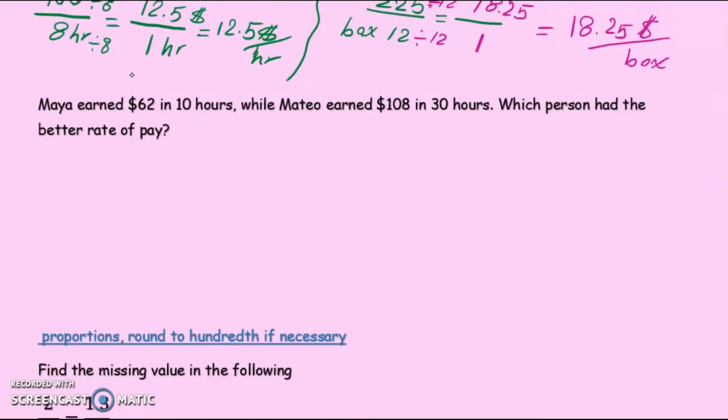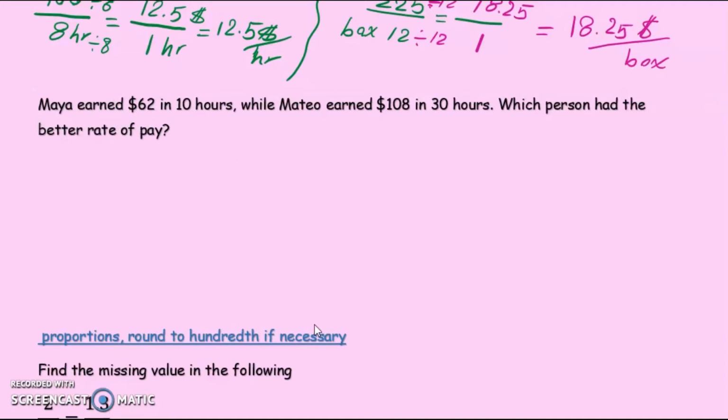Maya earned $62 in 10 hours, while Matthew earned $108.30. Which person had the better rate of pay? We are going to compare their unit rate, okay? When you are comparing such a word problem between the work of two persons or two things, you need to have the unit rate. So let's create a unit rate for each of them.